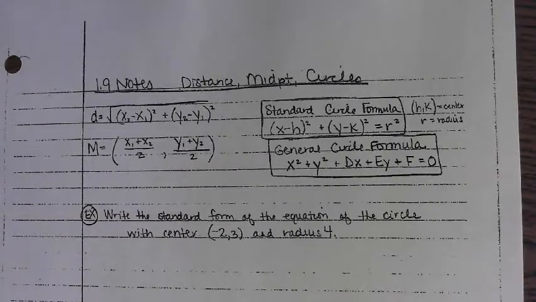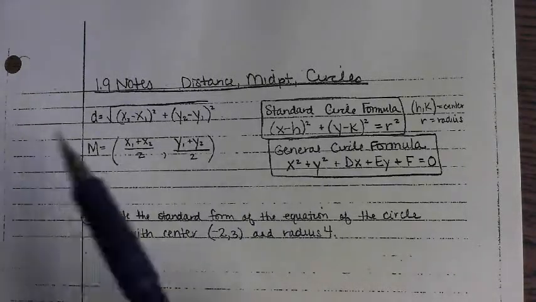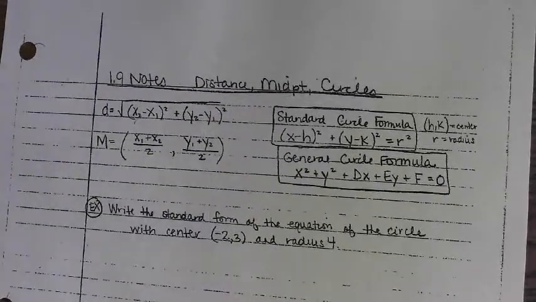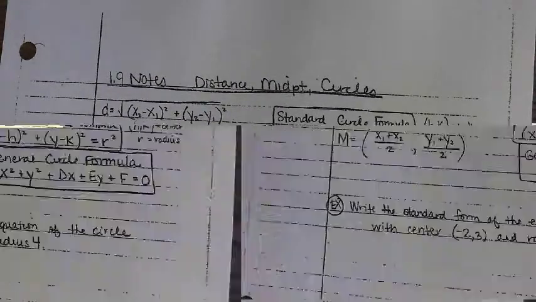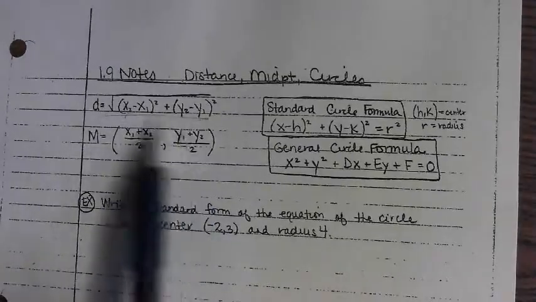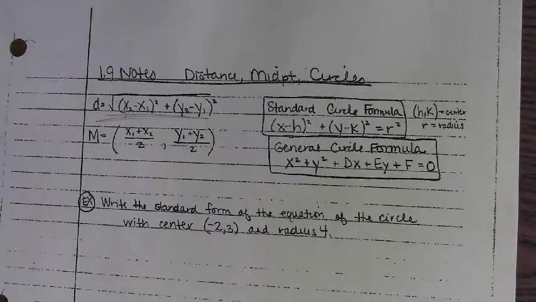To find the distance between 2 points, you essentially take the difference between their x coordinates, square that, the difference between their y coordinates, square that, and take the square root of the sum. Does anybody know where the distance formula is derived from?